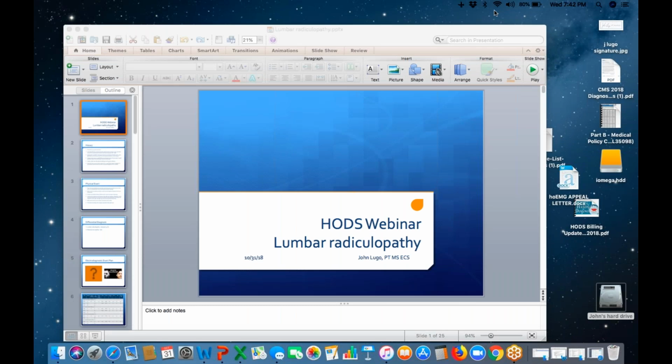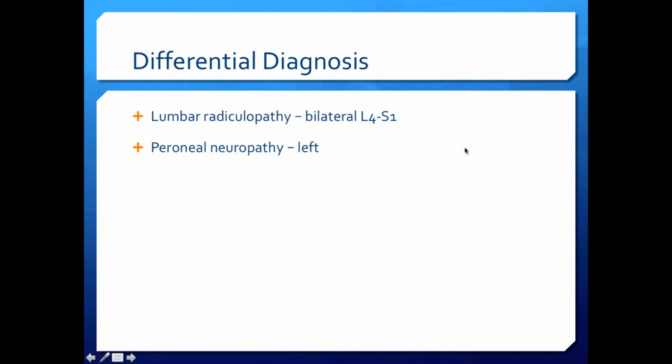Good. Okay. So the differential diagnosis again: lumbar radiculopathy, anywhere from L4 through S1. The clinical exam wasn't too helpful in differentiating. Perhaps L4, L5 is in the back of our mind because of the positive imaging studies. And we also have to consider, as a secondary, the peroneal neuropathy on the left. So those are our two main differential diagnoses.